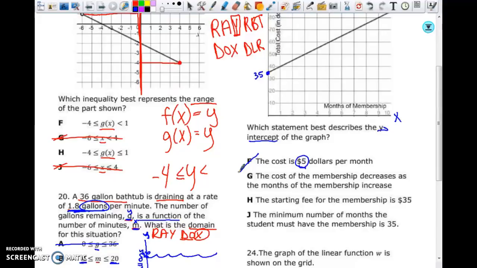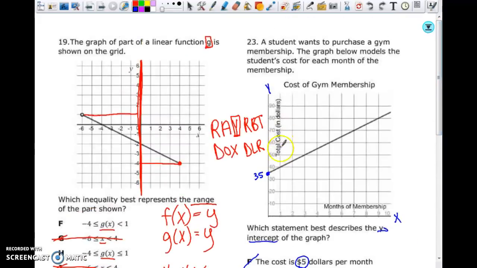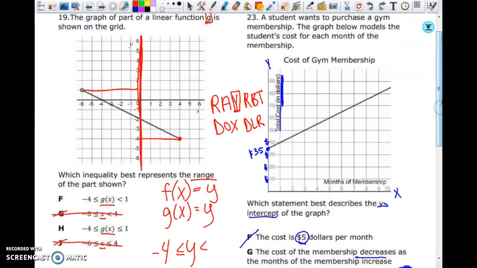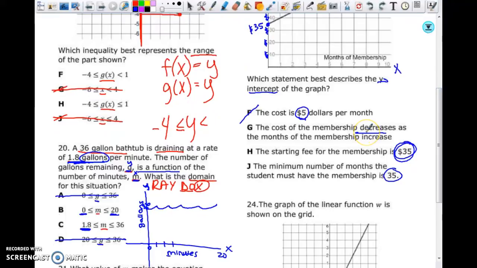The cost of the membership decreases as the month's membership increase. The starting fee for the membership is $35. The minimum number of months the student must have the membership is 35. First of all, the Y is talking about total cost in dollars. So these numbers have dollar signs. And I only see one option with the dollar sign that has the right number. And I know for sure the cost of the membership decreases as the month. Is this graph decreasing? Is this going down or is this going up? If it's going up, it's not decreasing, it's increasing, so we know it can't be that one. And then I'll let you figure out, is it H or J for this one.